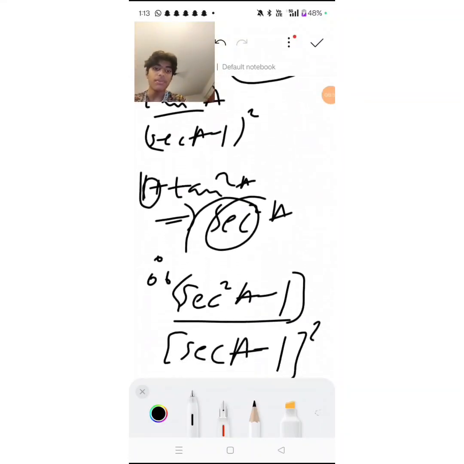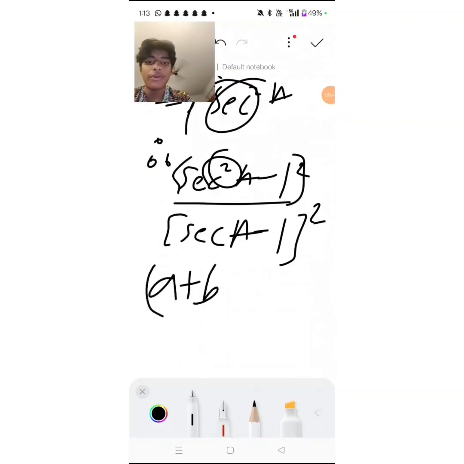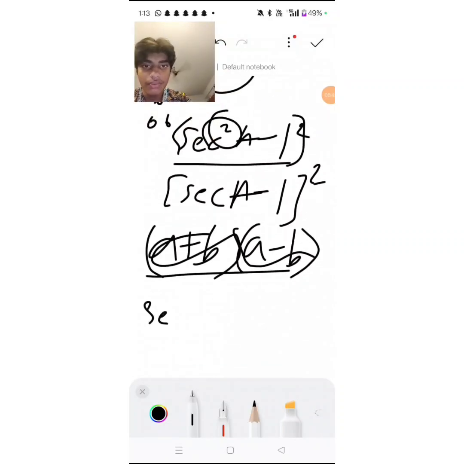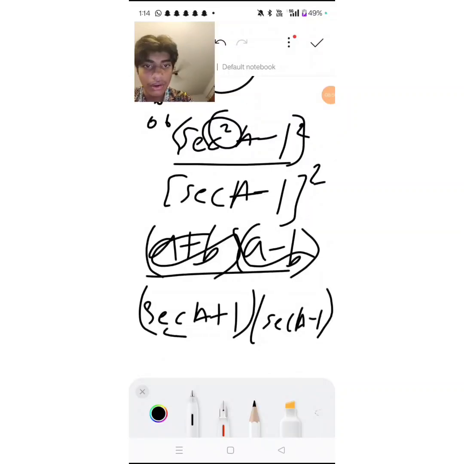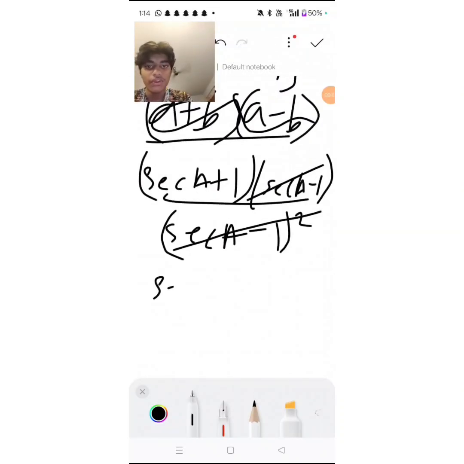Now we already know that this is kind of common, correct? We can see that this is in the format of difference of squares. So this should be A plus B and A minus B. Based on that, we do secant A plus 1, secant A minus 1 upon secant A minus 1, the whole square. This cancels off with this. So it's just secant A plus 1 upon secant A minus 1.